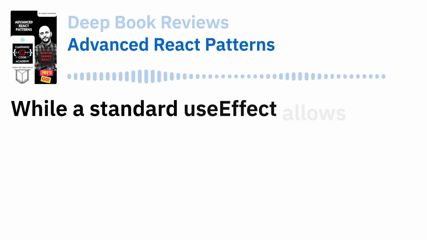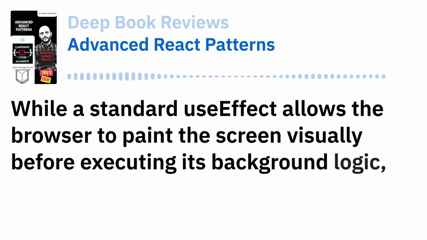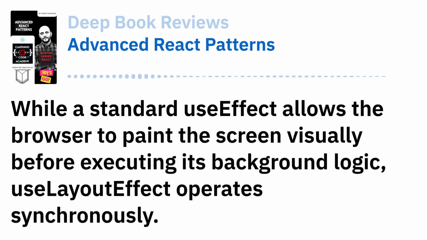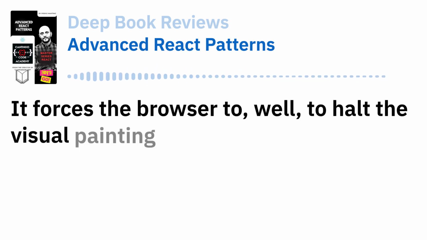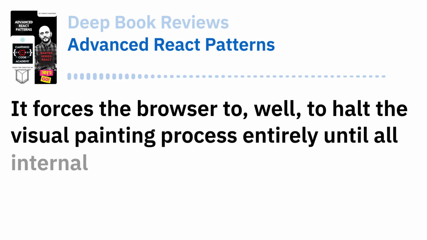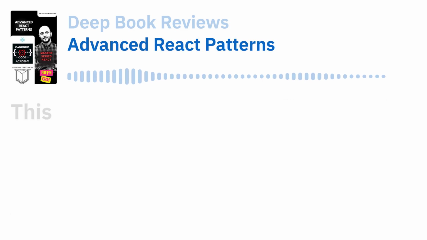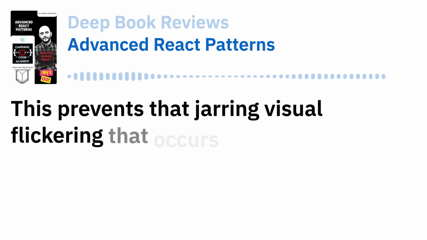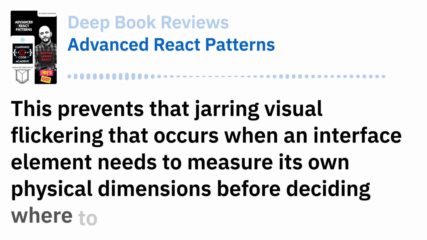While a standard useEffect allows the browser to paint the screen visually before executing its background logic, useLayoutEffect operates synchronously. It forces the browser to, well, halt the visual painting process entirely until all internal calculations and document object model mutations are completely finished. This prevents that jarring visual flickering that occurs when an interface element needs to measure its own physical dimensions before deciding where to position itself.